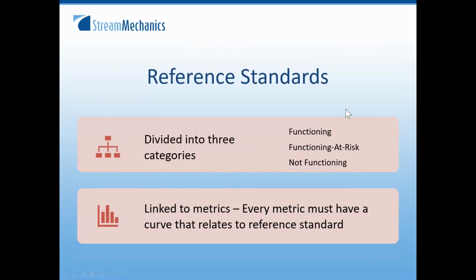All right, and then after the metrics come the reference standards. These are divided into three categories. We're putting it into buckets of functioning, functioning at risk, or not functioning. Remember that every metric must have this reference standard, and we're going to do that in the SQT by developing reference curves, which I'll get to in just a minute.